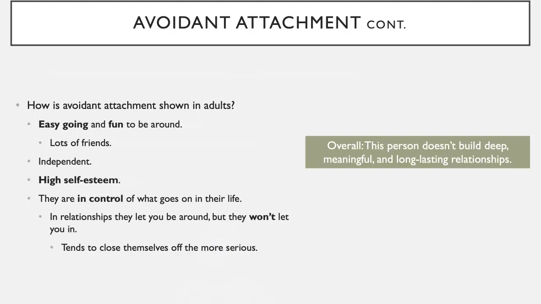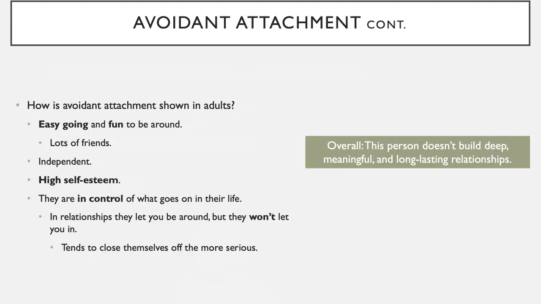How is avoidant attachment shown in adults? Usually these people are the happy people. They're easygoing, they're fun to be around, they tend to have lots of friends, they're very independent beings, and they usually have a high self-esteem. They like to be in control of what happens in their life. They don't like to be alone. They don't really rely on reassurance from other people.